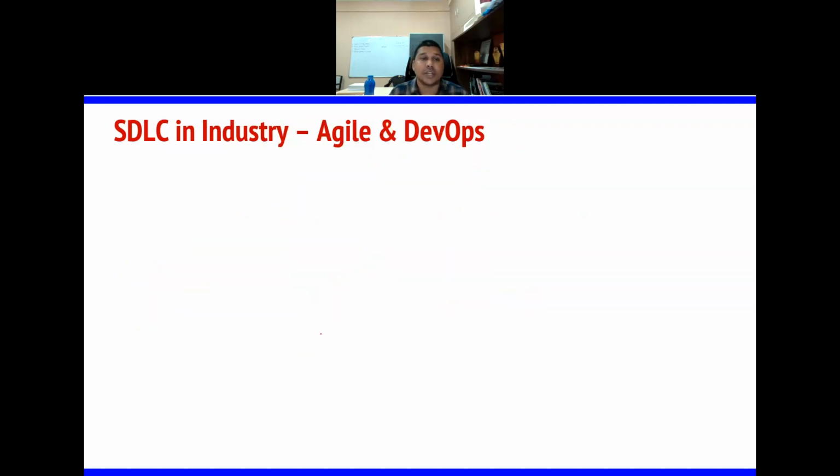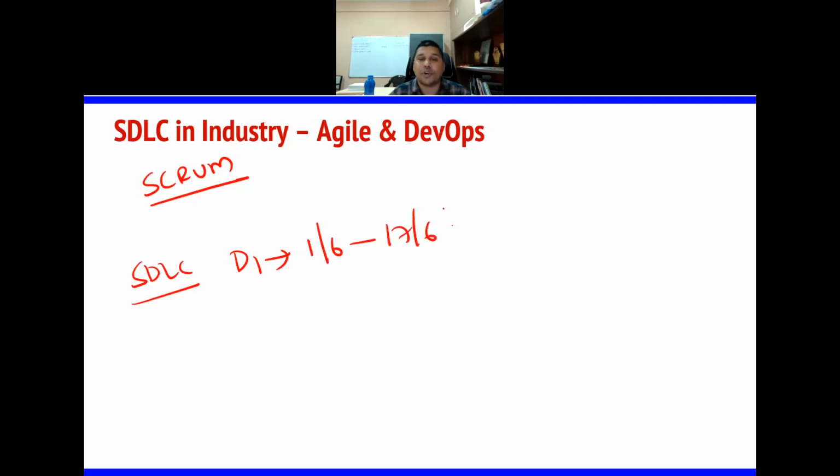Okay, this is the first one. Second thing, we are talking about Scrum. You are talking about Scrum, right? See, if I talk about the old case, that SDLC, in the older case, developer one is given the development from 1st June to 17 June of 2024. This was the time given to him, developer one.